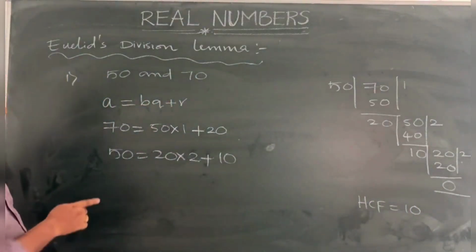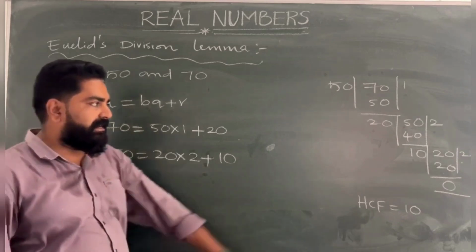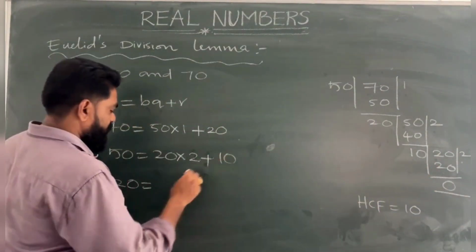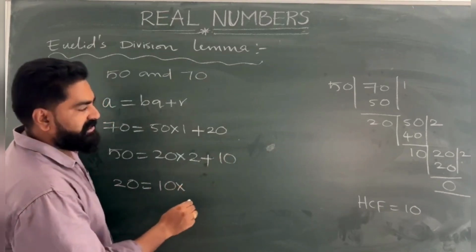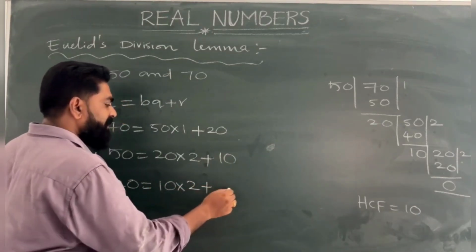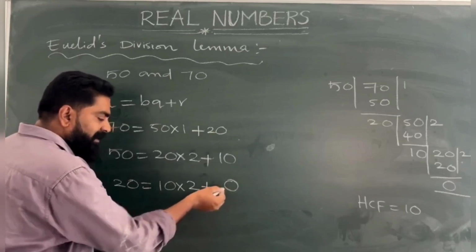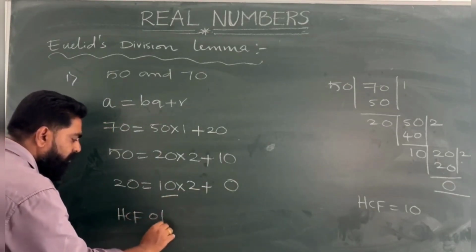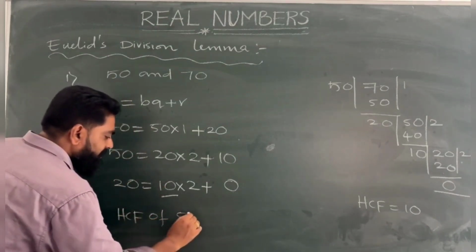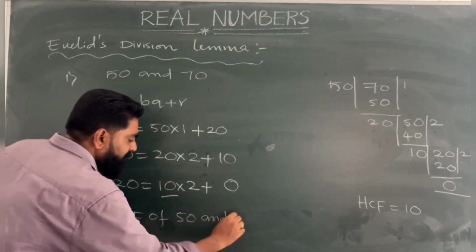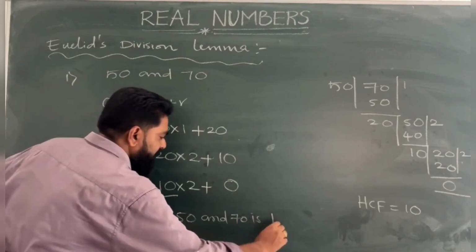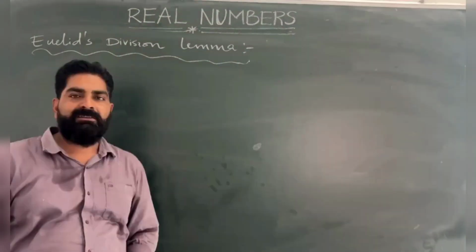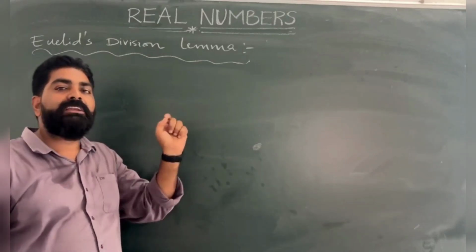Okay? So now the next step is here dividend is equal to 20. Divisor is equal to 10. And quotient is equal to 2 plus the remainder is equal to 0. So the remainder is 0, the HCF. Here HCF of, so what is the question? 50 and 70. The HCF of 50 and 70 is 10. This is the answer.